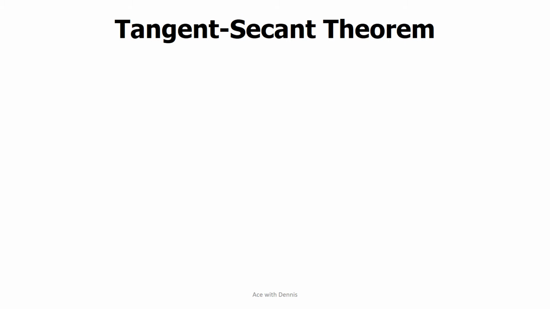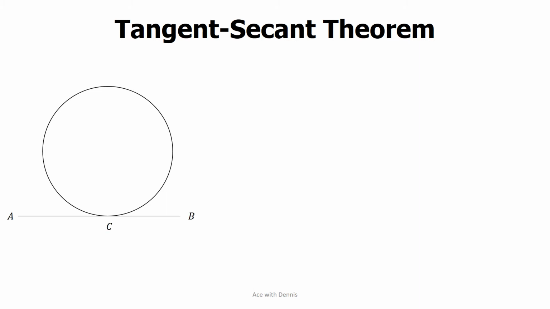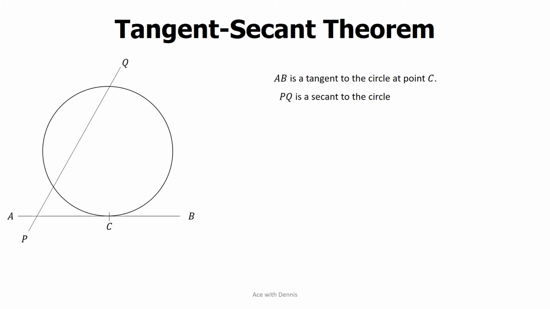Tangent-Secant Theorem. This is a circle and this is a straight line AB that touches the circle at point C. We can say that AB is a tangent to the circle at point C. Here is another straight line PQ. This line PQ is a secant to the circle where it intersects tangent AB at point R.